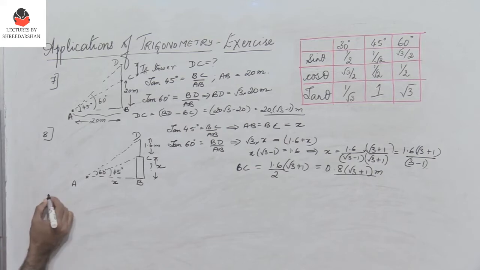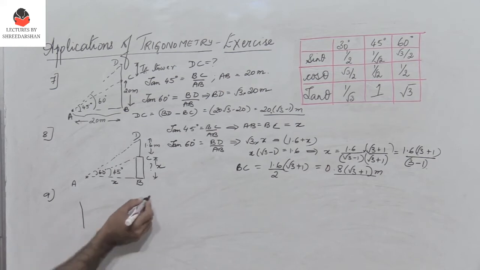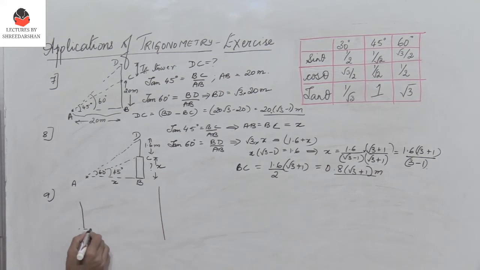Then the next problem: the angle of elevation of the top of a building from the foot of a tower is 30 degrees. So here there is a building and we have a tower. This is the ground.